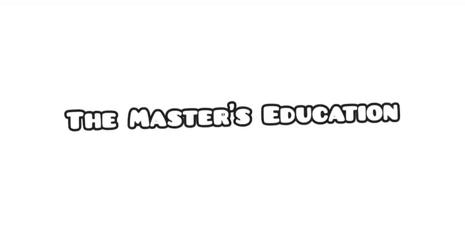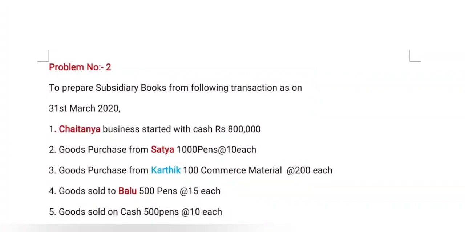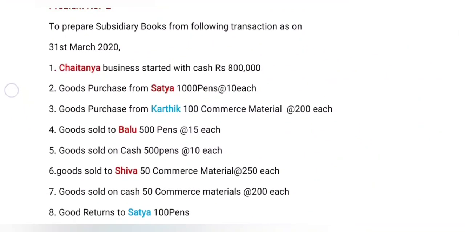This is Satya. Today our topic is problem solving on subsidiary books. Problem number 2: prepare subsidiary books from the following transactions as on 31st March 2020. First transaction, Chaitanya started business with cash 8 lakh rupees.